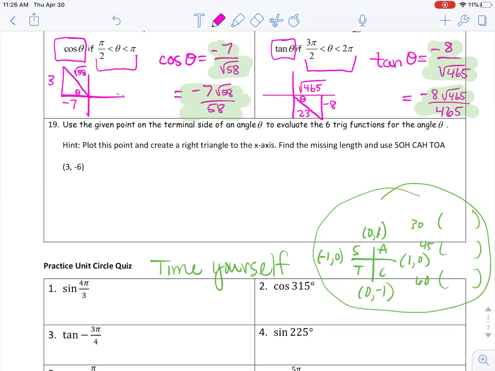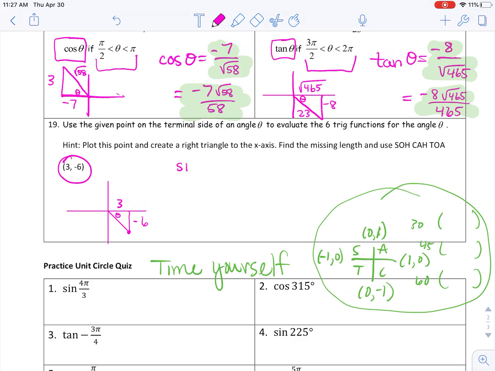Okay, next. This was another one of our new problems. You're going to find all 6 trig functions for an angle theta using this as its given ordered pair on the terminal side. So I'm going to draw a picture. I'm going to label 3, -6. So I'm going to be in quadrant 4. We went 3 to the right and down 6.